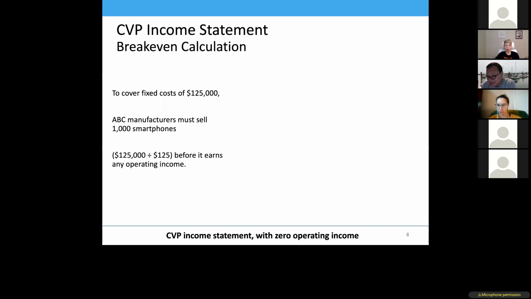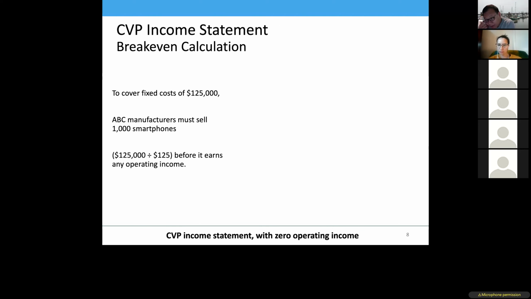125,000. That's the fixed cost, right? Yeah. So in order to cover that cost, you have to sell at least 1,000 units, right? Because each unit gives you a contribution margin of 125. If you sell 1,000 units, the total contribution margin is 125,000. So that's exactly the same as the fixed cost, right? So under that situation, your profit is 0, right?